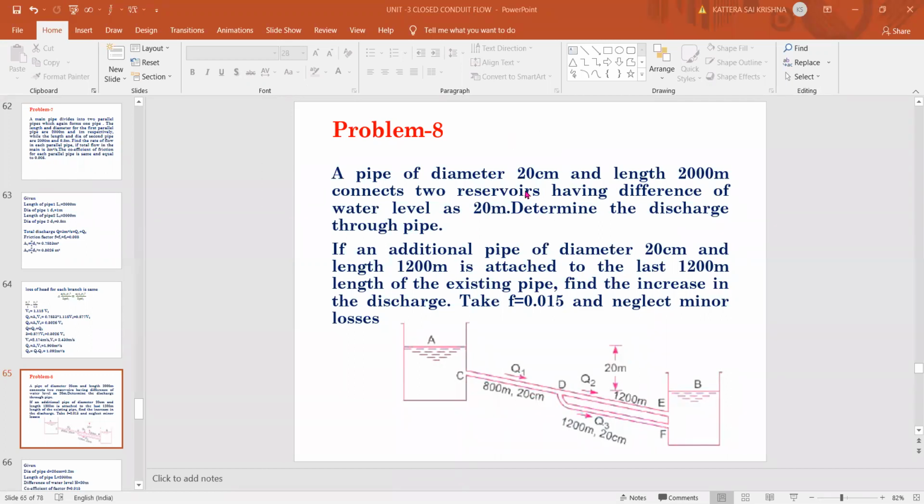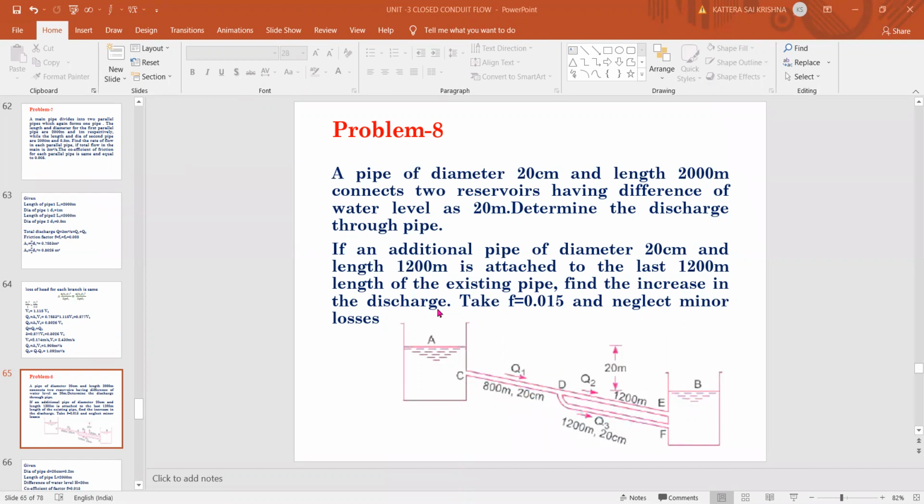One is case one, without any branch, just a single pipe, to find the discharge of the pipe. And next, if you are connecting one more pipe parallel to this pipe, he is asking the discharge difference. Suppose you find discharge Q in the first case, the single pipe, and then discharge Q1 in the second case, because discharge will be common in all things. So he is asking for the difference of Q and Q1 in case 2. Find the increase in the discharge.